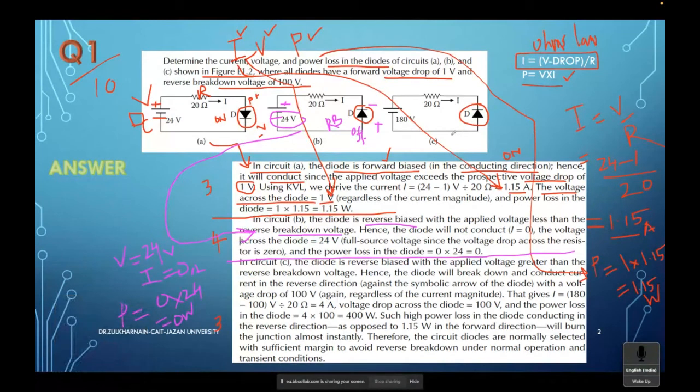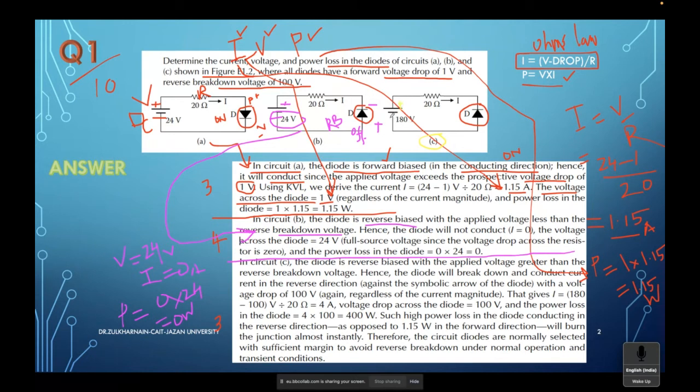Okay, now this is the C part of the question, and the same things apply. The voltage drop is 1 volt, and the breakdown voltage is 100 volts. Again, the question is: what is the current, what is the voltage, and what is the power? Here the voltage has changed. You see 24 here, but here it is 180 volts.